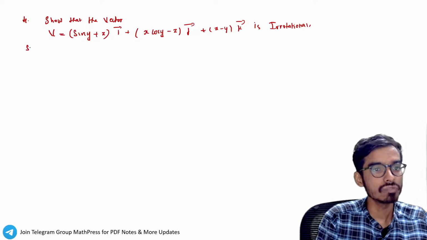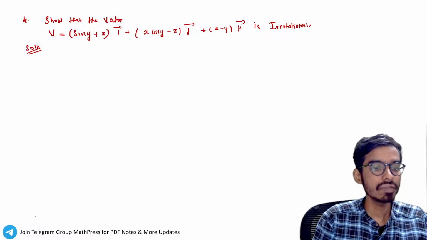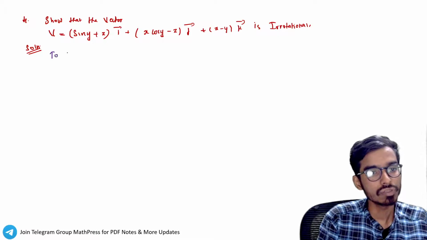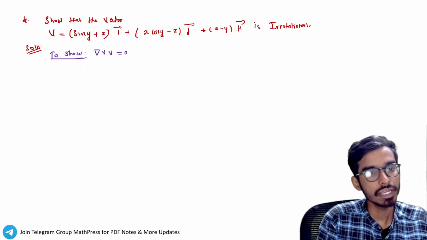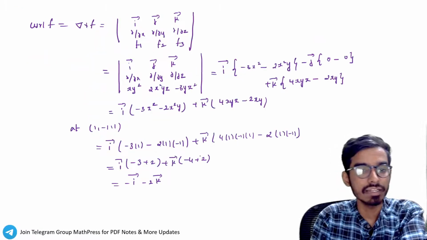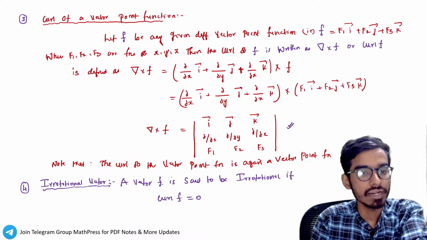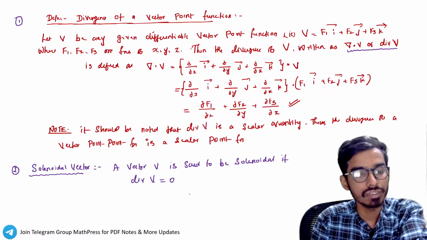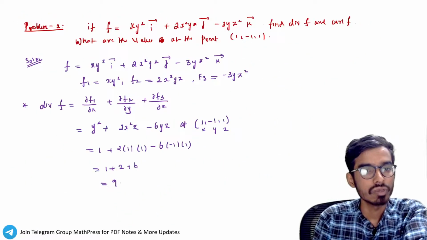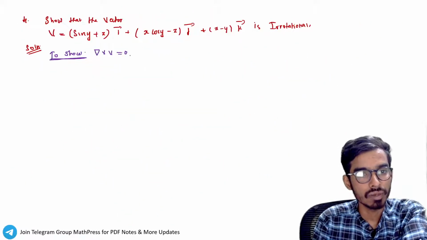So we need to show this vector is irrotational. For that we need to show curl of f is 0. So what we need to show is curl of v, that is del cross v, is 0. We know the vector is irrotational if curl of that vector is 0. The vector is solenoidal if divergence of that vector is 0. So curl of v is 0.